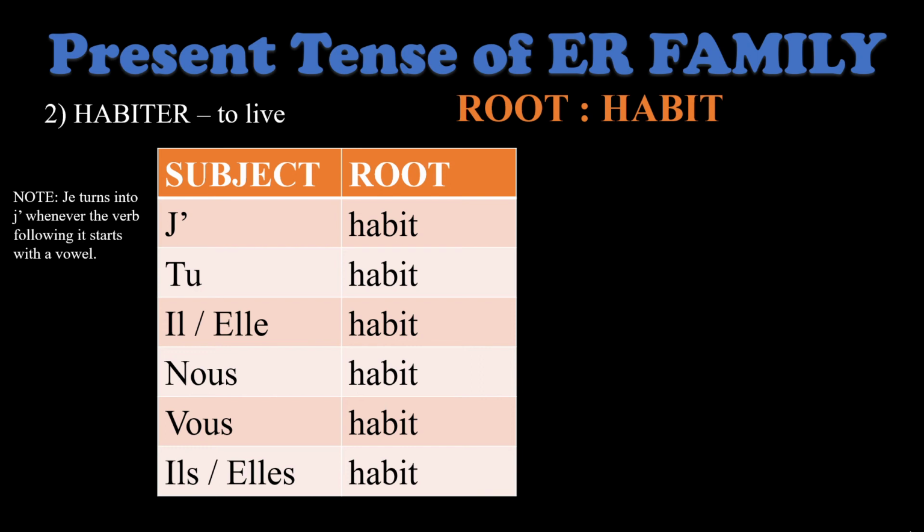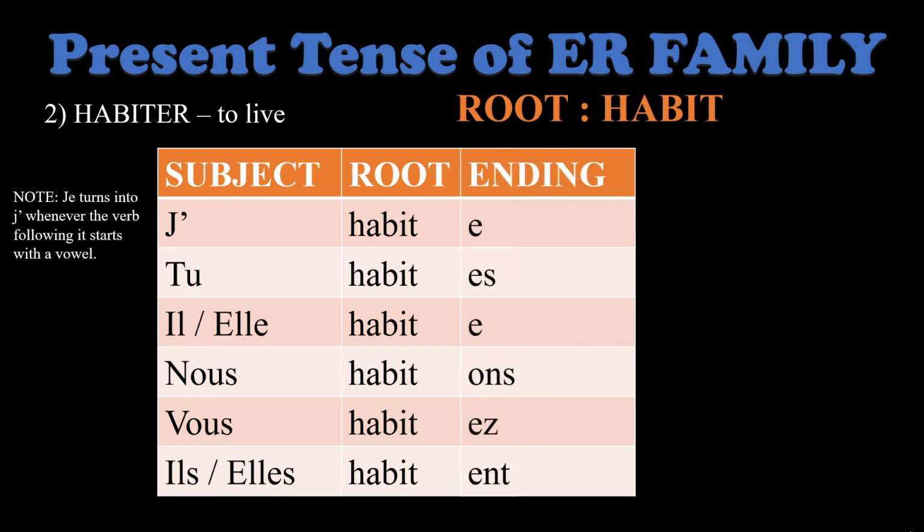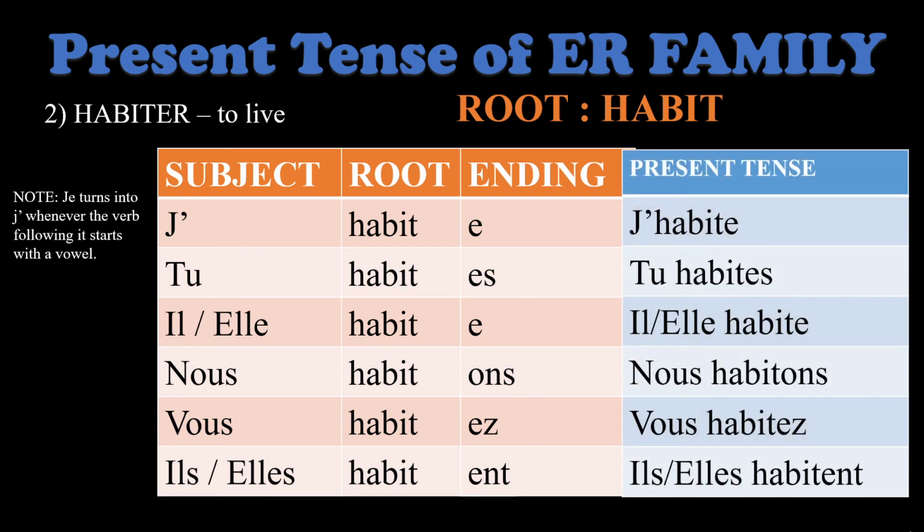Now, after you're done with drawing the subject column and writing the root, take the next column, which is the endings for the ER family: E, ES, E, ONS, EZ, ENT, and the last column is you sum it all up to get the present tense. J'habite, tu habites, il habite, elle habite, nous habitons, vous habitez, ils habitent, elles habitent.